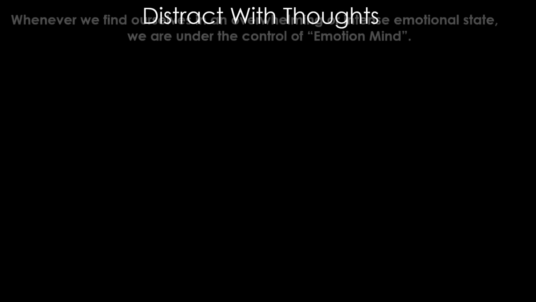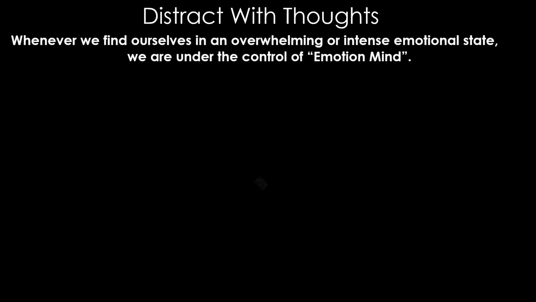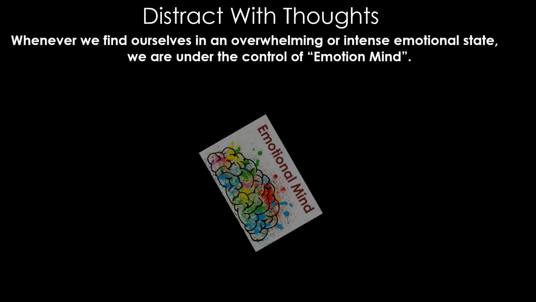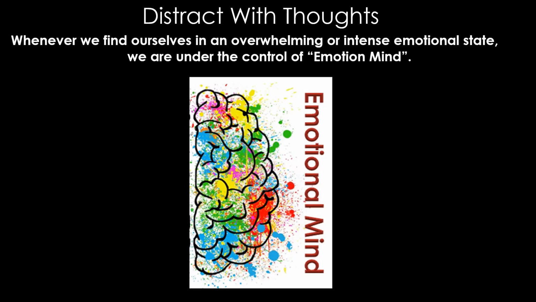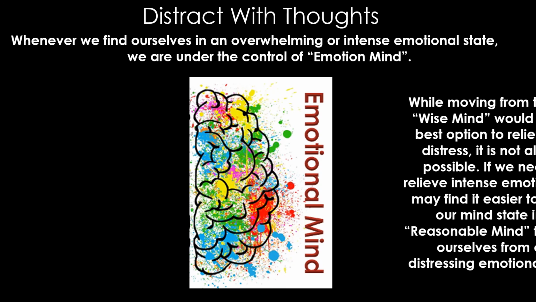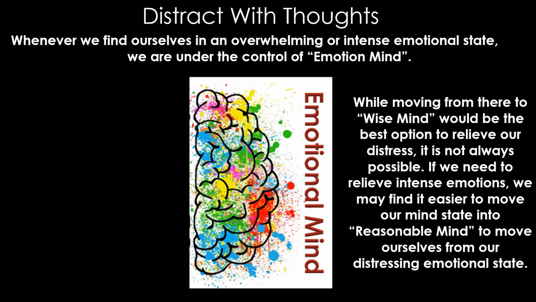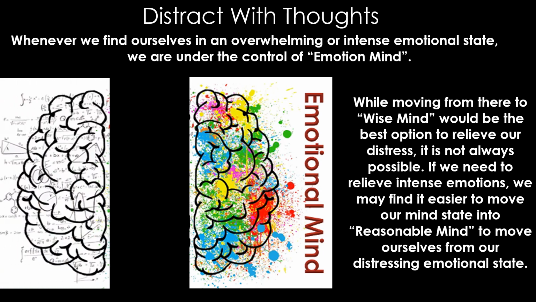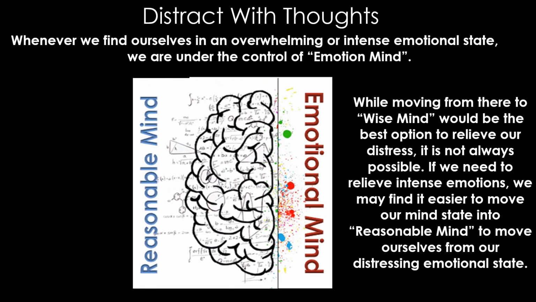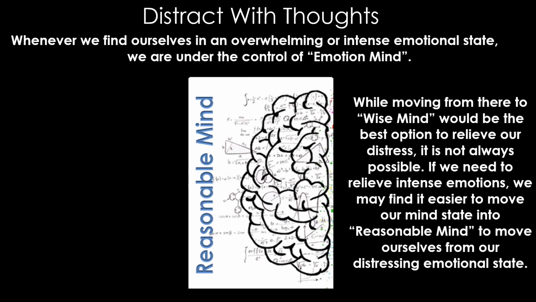As we continue to distract with thoughts, whenever we find ourselves in an overwhelming or intense emotional state, we're under the control of emotion mind. While moving from there to wise mind would be the best option to relieve our distress, it's not always possible. If we need to relieve intense emotions, we may find it easier to move our mind state into reasonable mind, to move ourselves from our distressing emotional state.